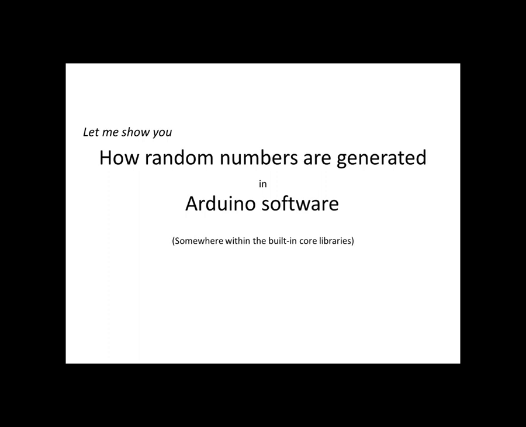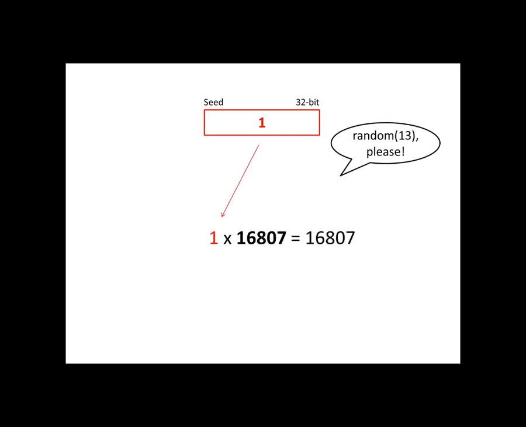To understand this, let me show you how random numbers are generated in Arduino software somewhere within built-in core libraries. We begin with a 32-bit number called the seed. This can be any number. However, when our Arduino programs start, it is automatically set to 1. Now, whenever we call the random function, the seed is multiplied by 16,807. Why? Because mathematics.